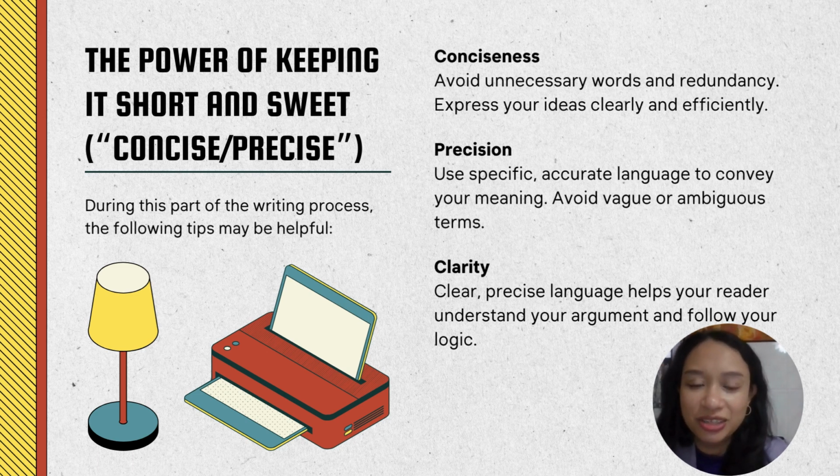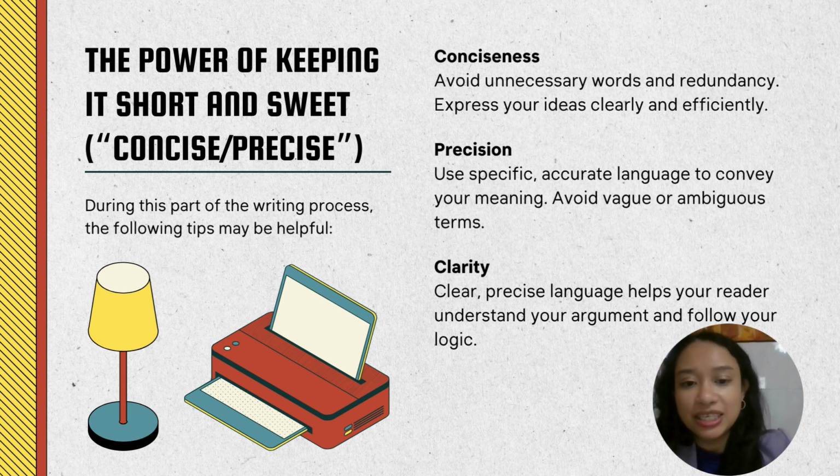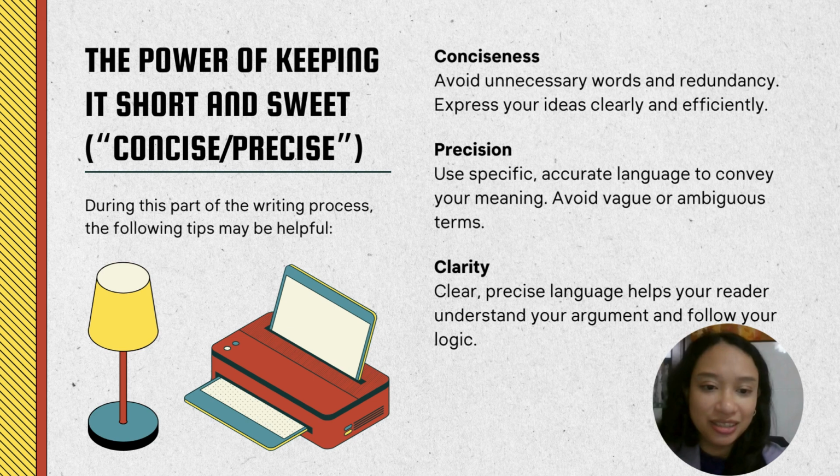Right. Another great point in writing is to keep it short and sweet. Okay. In other words, to keep it concise and precise. So, conciseness is used to avoid unnecessary words and redundancy. So, you have to express your ideas clearly and efficiently. Precision refers to using specific and accurate language to convey your meaning. So you also need to avoid vague or ambiguous terms. And finally, clarity. Clarity is the use of clear and precise language, just like I've shared in the previous slides. So it helps our readers to understand the flow of our argument, and it sounds logical. So remember to keep your writing short and sweet.